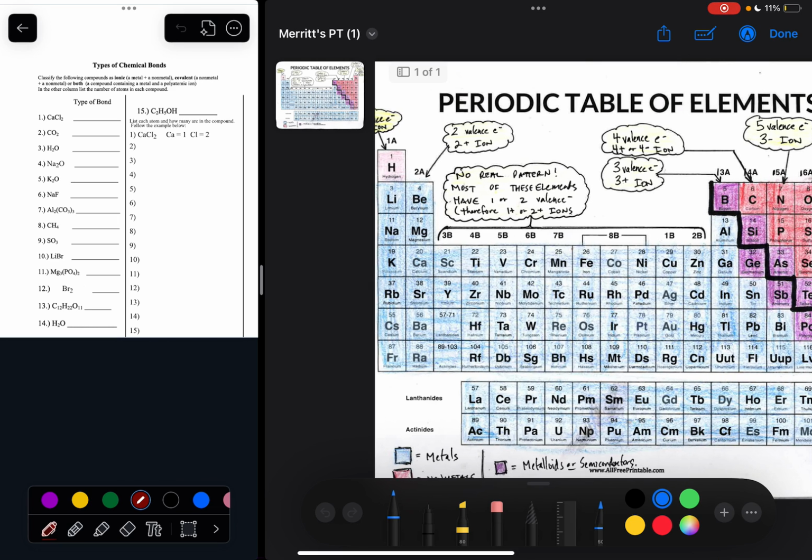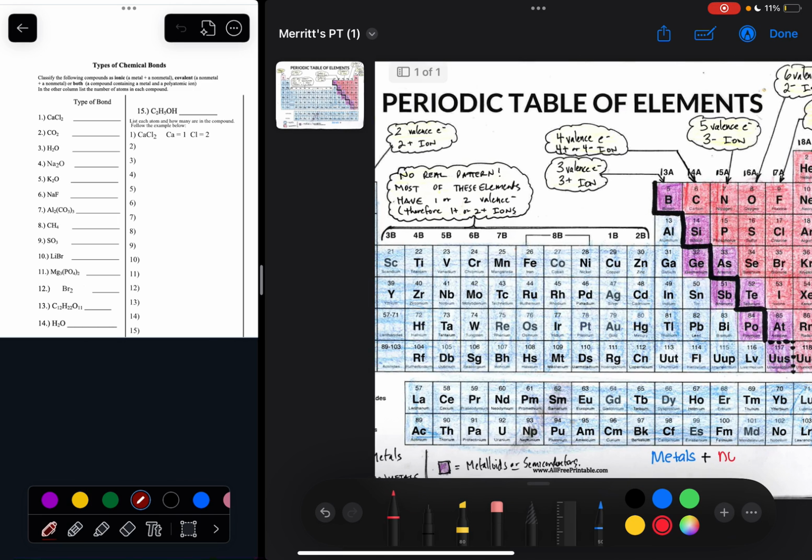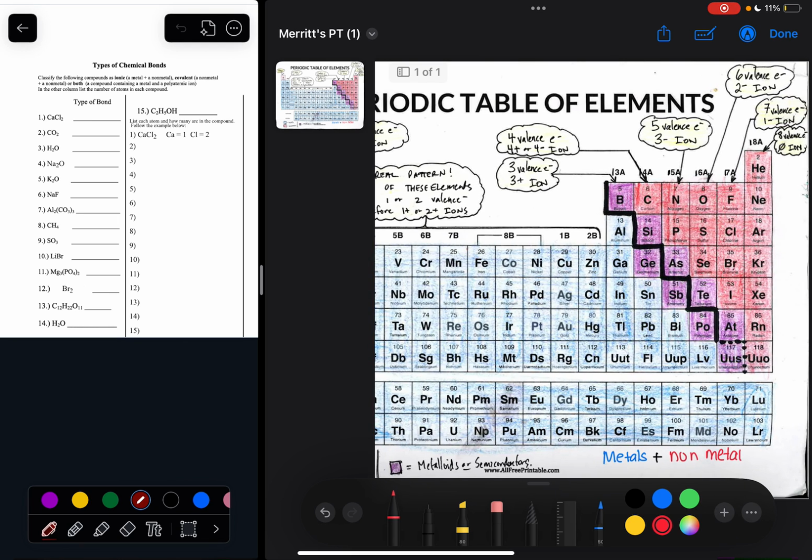So if I have metals and I'm combining them with a nonmetal, combining a metal and a nonmetal is what we worked on at the end of last week, and that's going to give me an ionic bond.